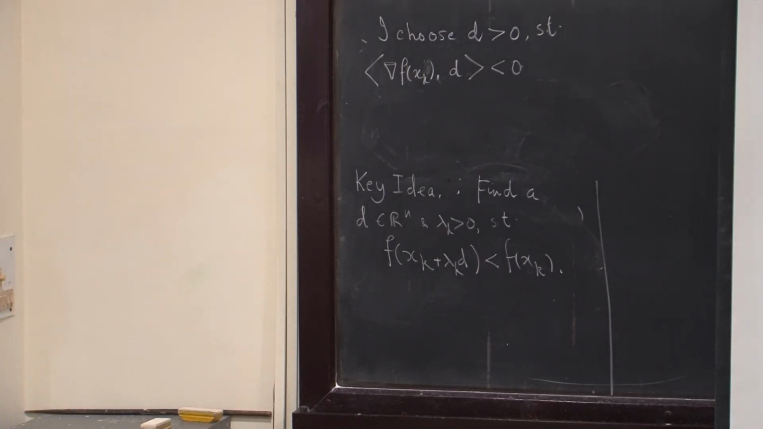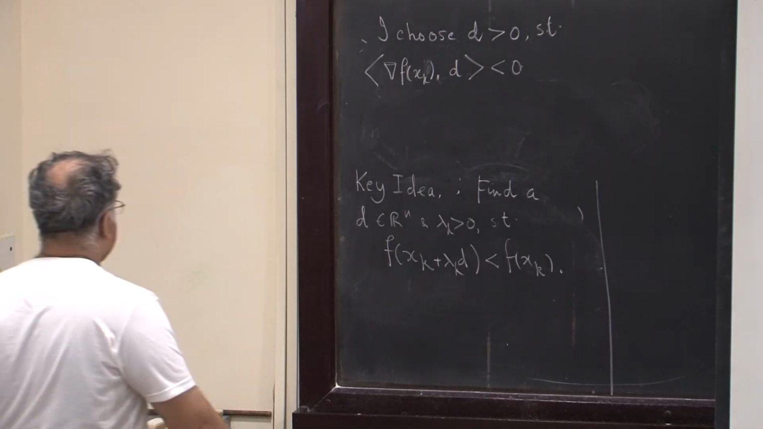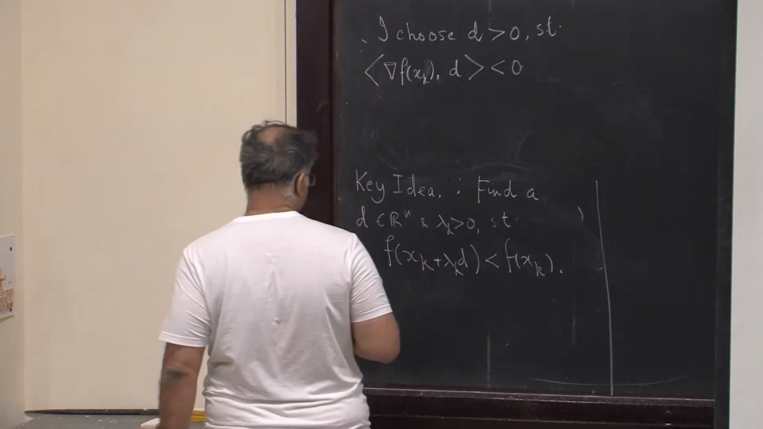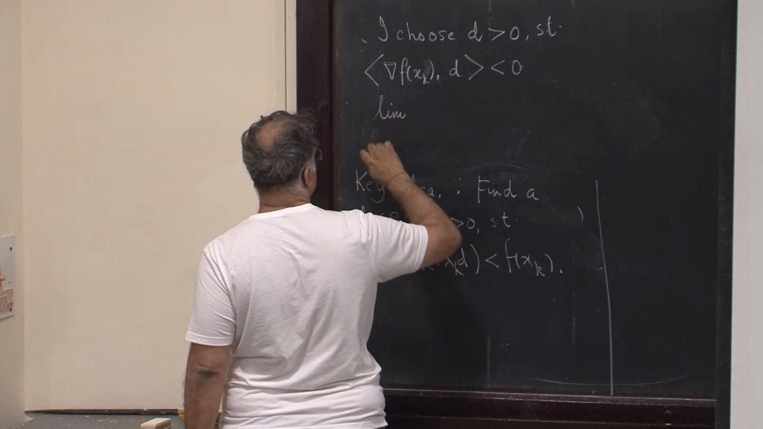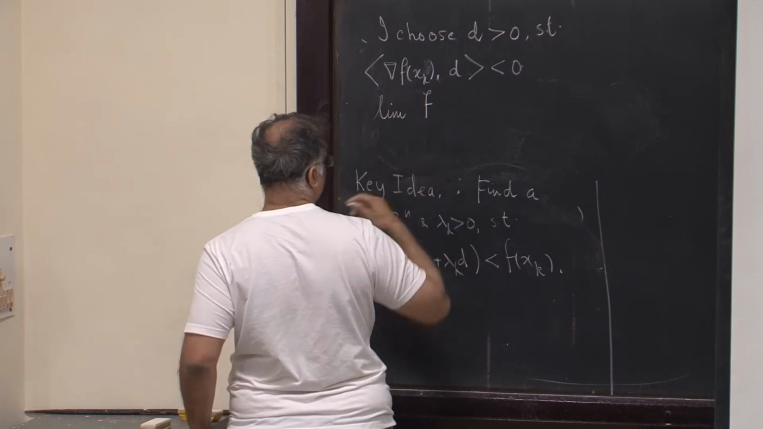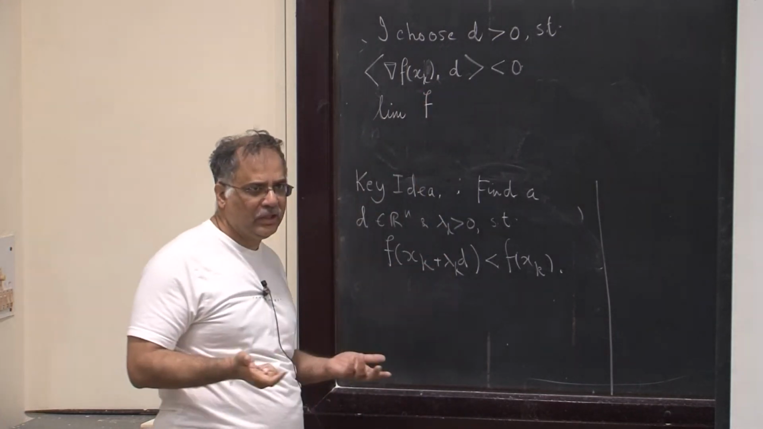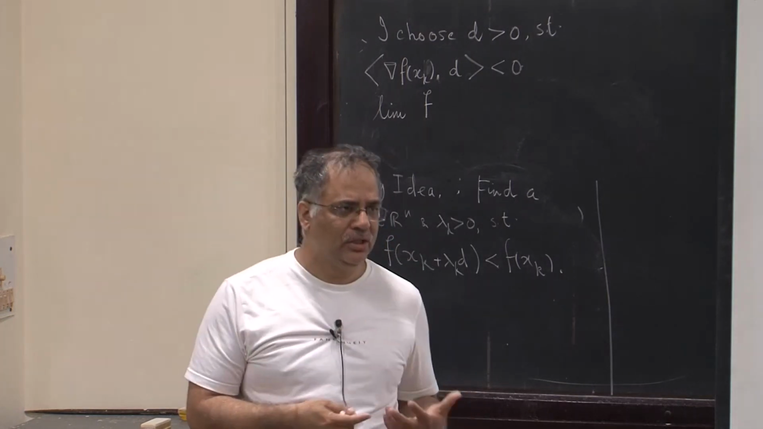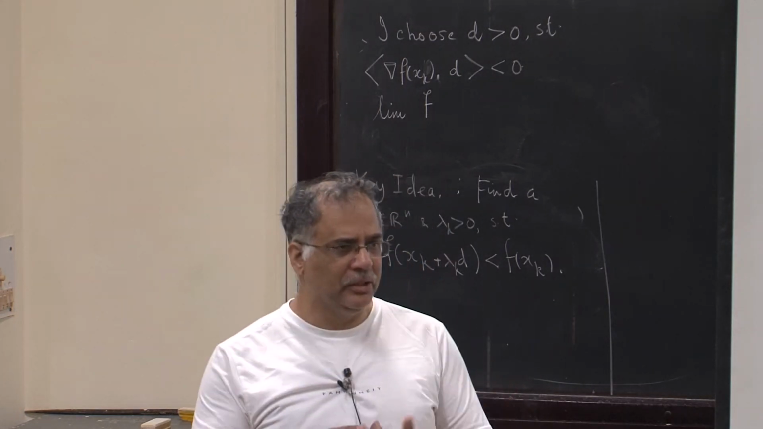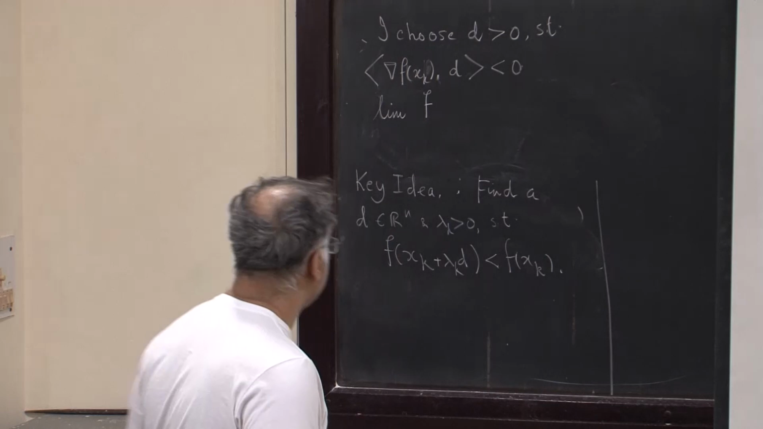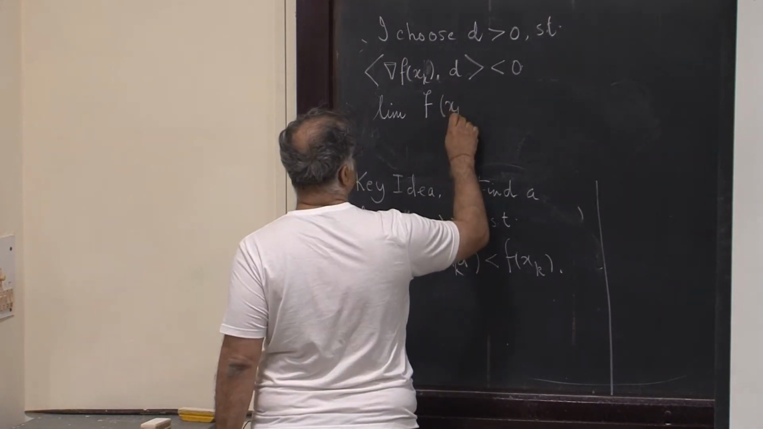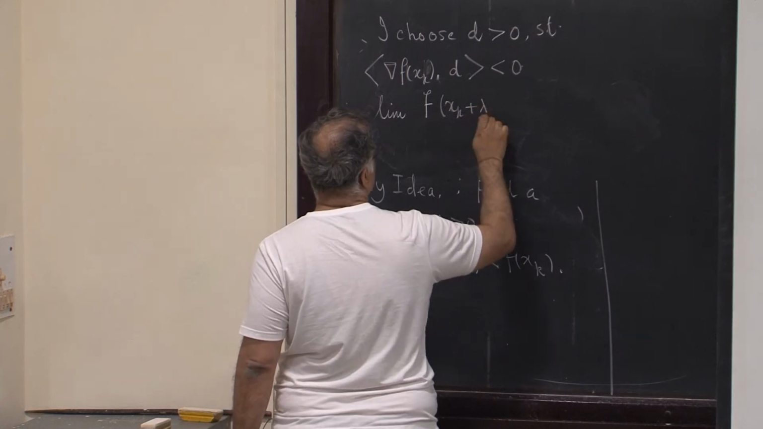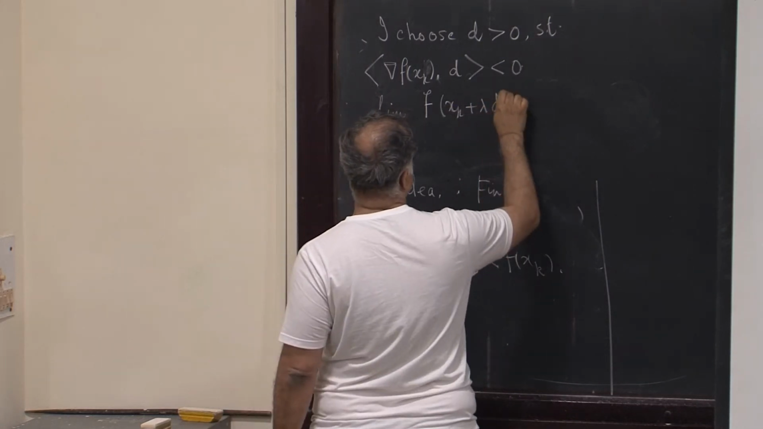Strictly less than 0. So if that happens, if I write down the definition of the derivative, because it is differentiable, as I told you, when a function is differentiable, from vector calculus we know that the directional derivative is nothing but the gradient inner product the direction. So here we will have some lambda d.